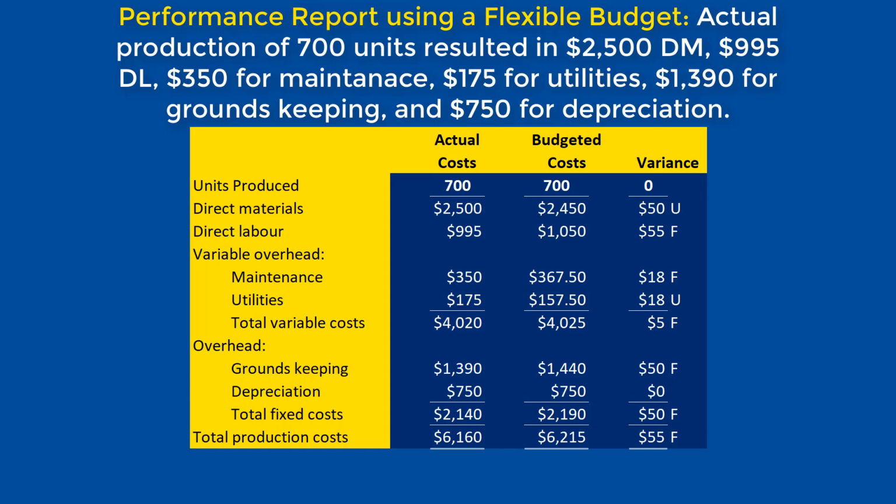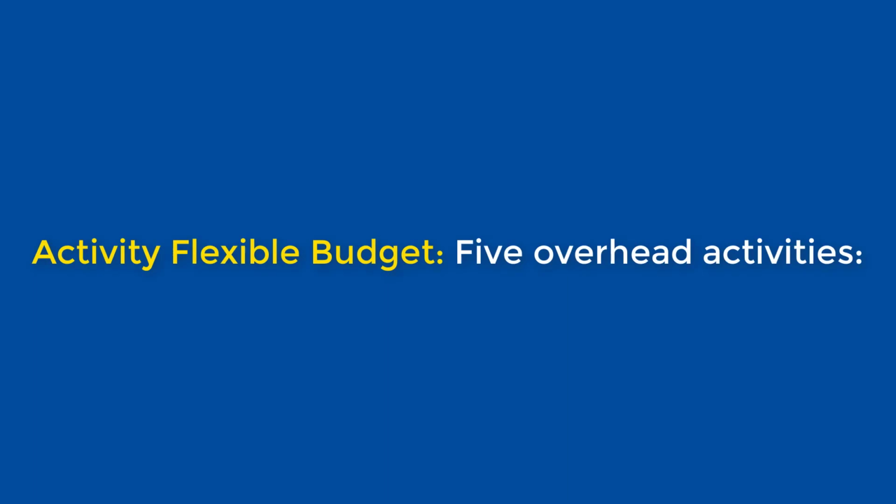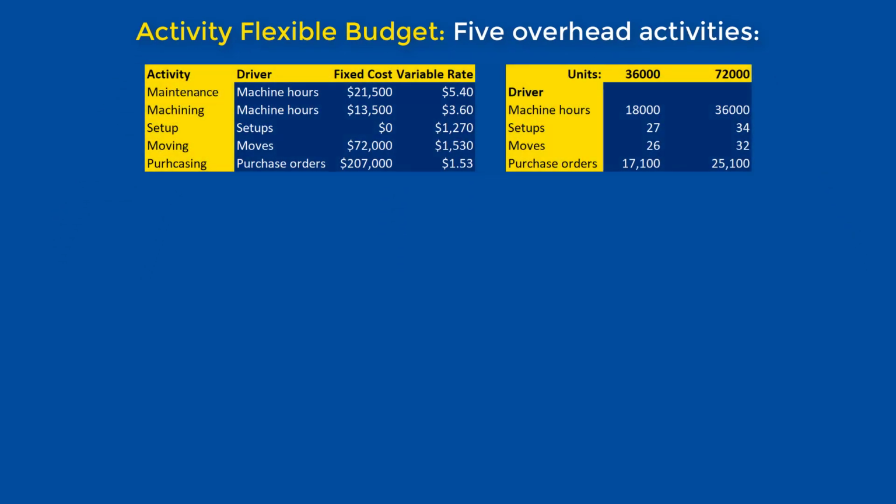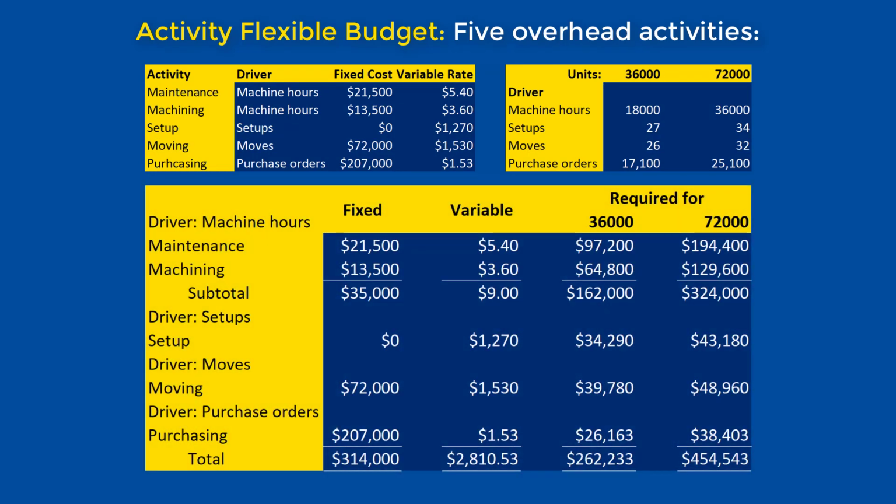While a flexible budget does make a performance report more accurate than using a static budget, using an activity-based flexible budget will be even more accurate. Let's move on to a different example and try to create an activity-based flexible budget using the following 5 overhead activities. Using the information given at the top, we can create the production budgets for 36,000 units and 72,000 units.